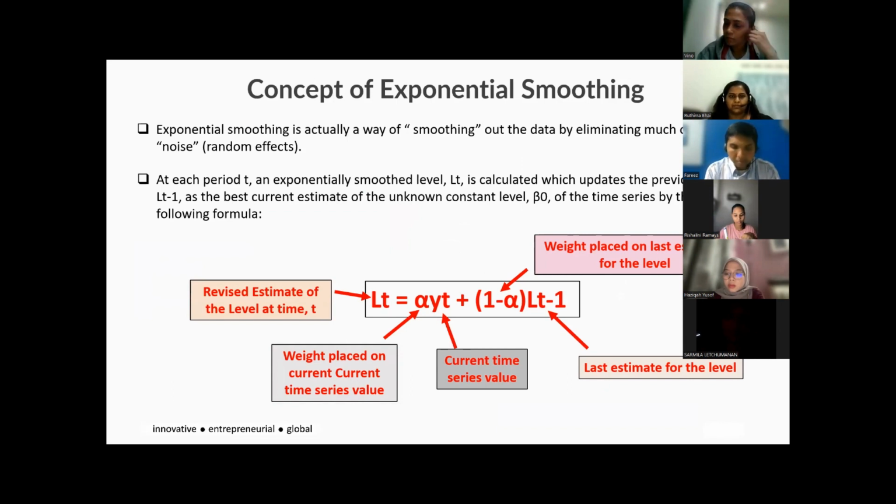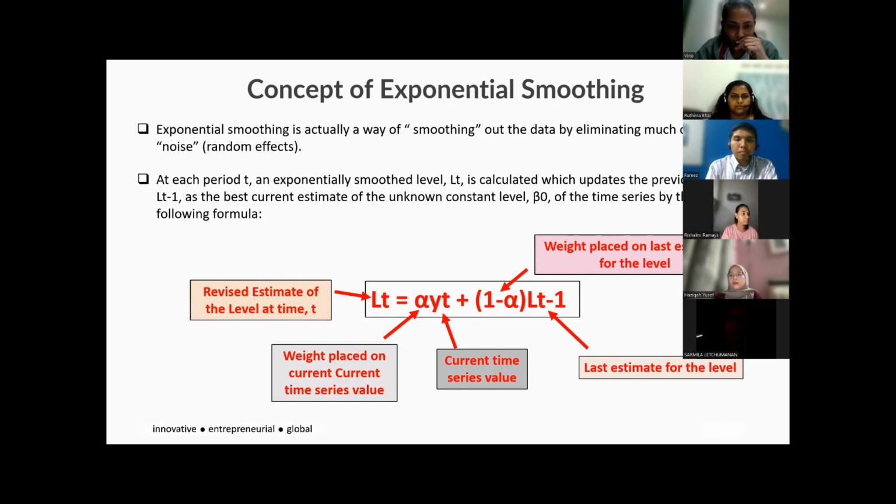Next is the concept of exponential smoothing. Exponential smoothing is a way of smoothing out the data by eliminating much of the noise, which is the random effects. At each period of time, an exponentially smoothed level, L_t, is calculated, which updates the previous level, L_t-1, as the best current estimate of the unknown constant level of the time series by the following formula. The formula is L_t equals alpha Y_t plus (1 minus alpha) L_t-1.